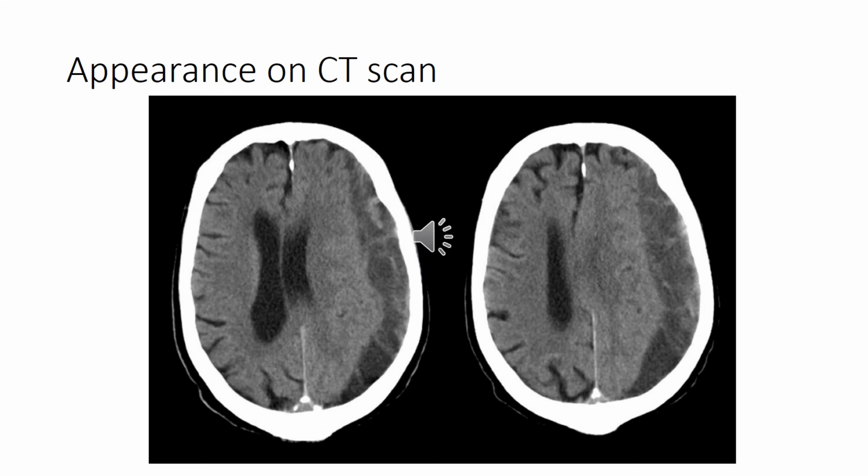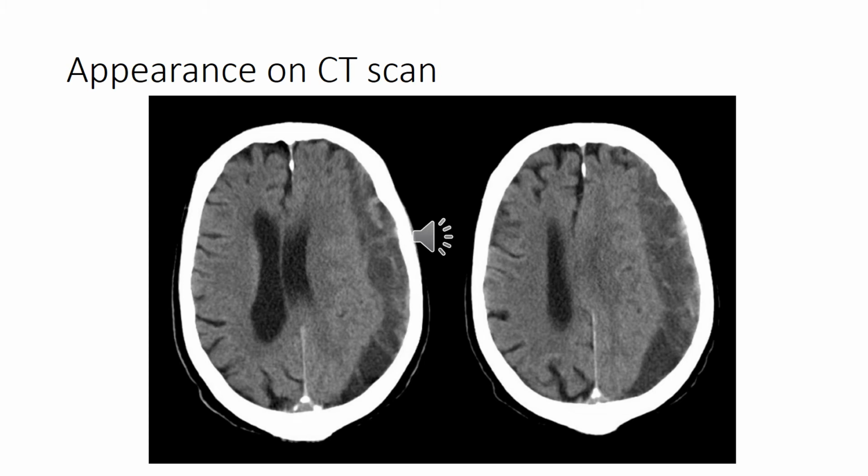Now, the appearance of chronic subdural hematoma on CT scan. As it is chronic, the density of the blood in the subdural space will be low. So this is the first thing to know, that chronic subdural hematoma will appear hypodense on CT scan. Now let's have a look at the CT scans in front of you. On your left hand side, this is an axial non-contrast CT scan.